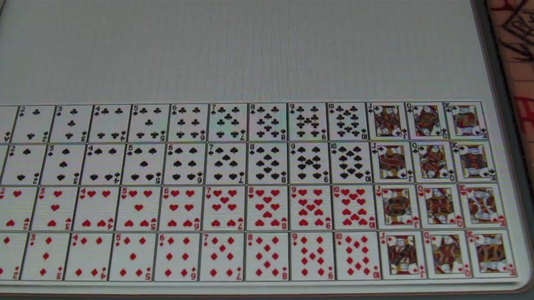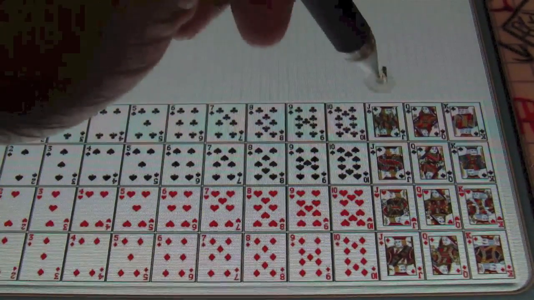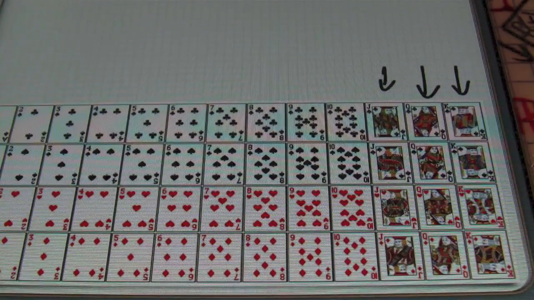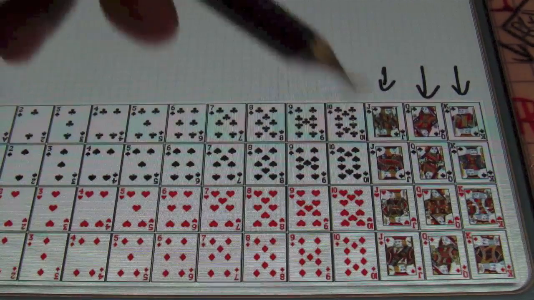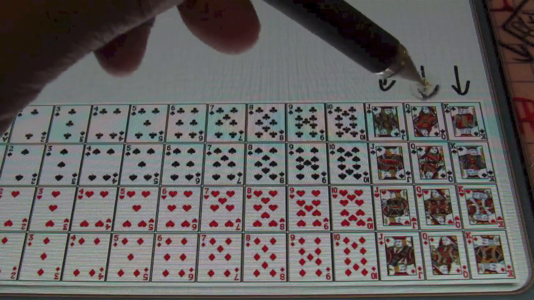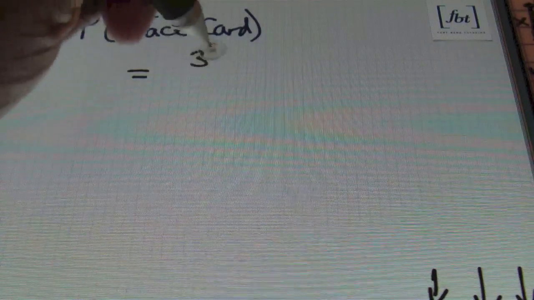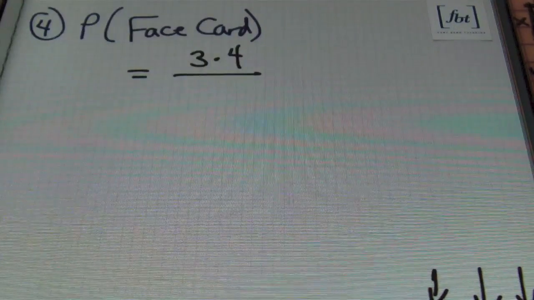So let's look at that real quickly right here. In this deck of cards, remember it's the jacks, the queens, and the kings that are your face cards. So how many of these are there? There's going to be 1, 2, 3 face cards, all right? So 3 of those cards are going to be face cards times the fact that you have 4 suits.